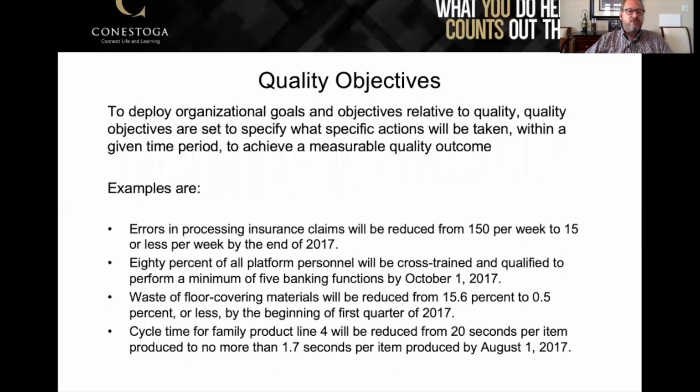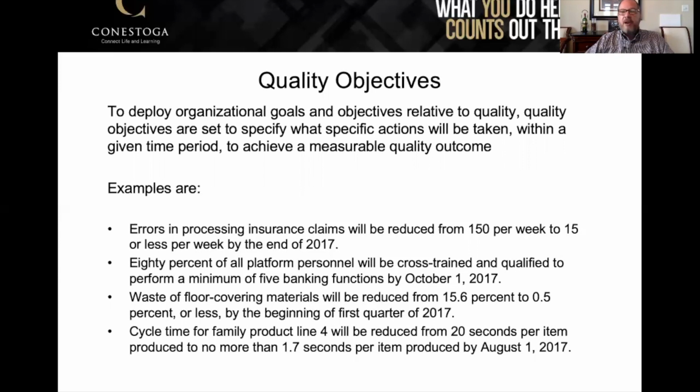So, for example, the first one: errors in processing insurance claims will be reduced from 150 per week, where we are today, to 15 or less per week, where we try to go, in this case by the end of 2017. So you know when you started this. Let's say it was the beginning of 2017. So within the context of a year, you're going to go from that to that.